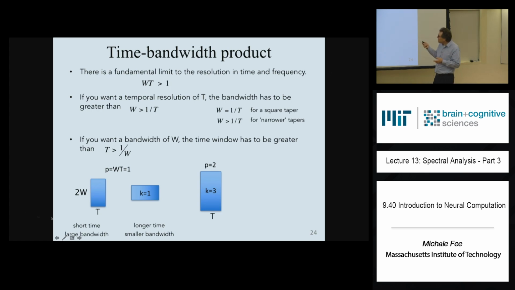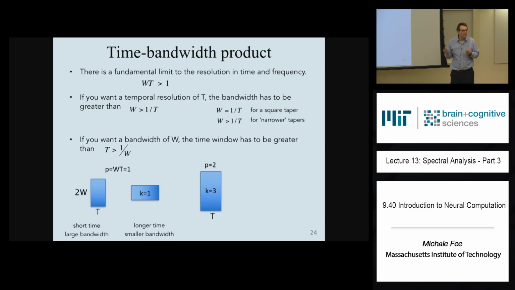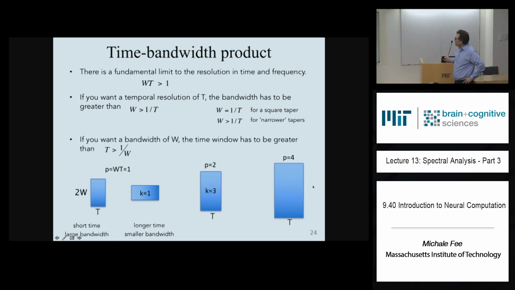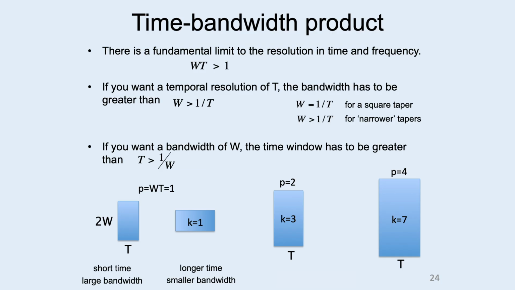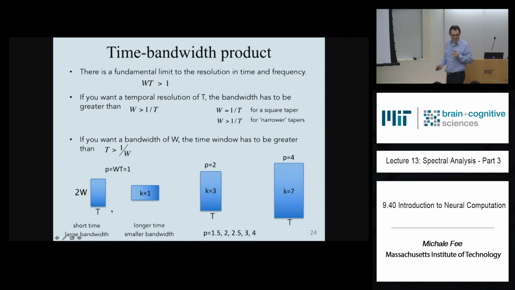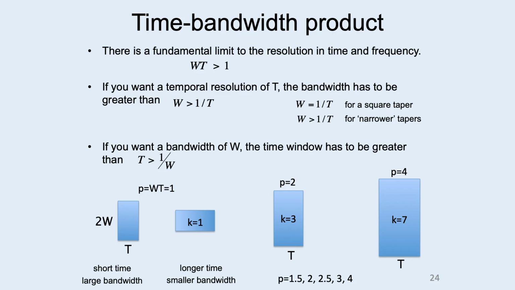Sometimes your signal is changing very rapidly in time, and so you want to keep the time bandwidth product small. Okay? Does that begin to make sense? Okay, so you can choose bigger time bandwidth products, and now you get even more independent estimates. Most typically, you choose p's that go from 1.5 in multiples of 0.5, because then you have an integer number of k's. So usually you just choose p equals 1.5 or higher in multiples of 0.5.